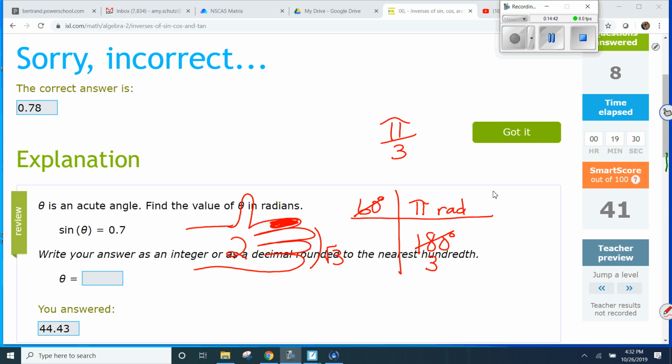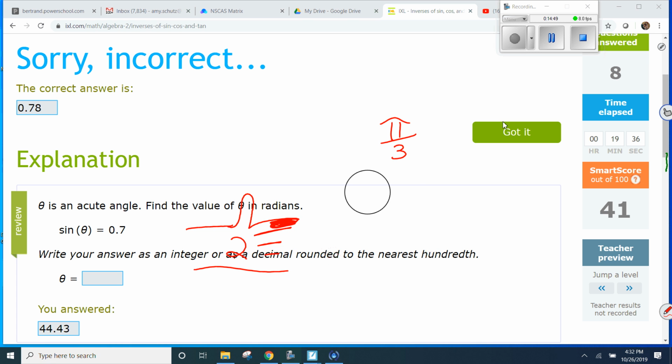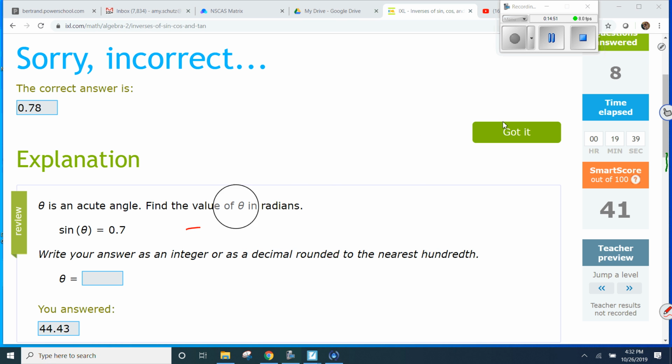Okay, Austin, here's where I messed up once again because I did not read it carefully. And that's what you've got to be careful of. I guess a lesson learned for you through me by making that mistake. Right here it says, this is what the question was: theta is an acute angle. Find the value of theta in radians. And I was talking about 45 degrees because I was saying that 0.7 is approximately radical 2 over 2.